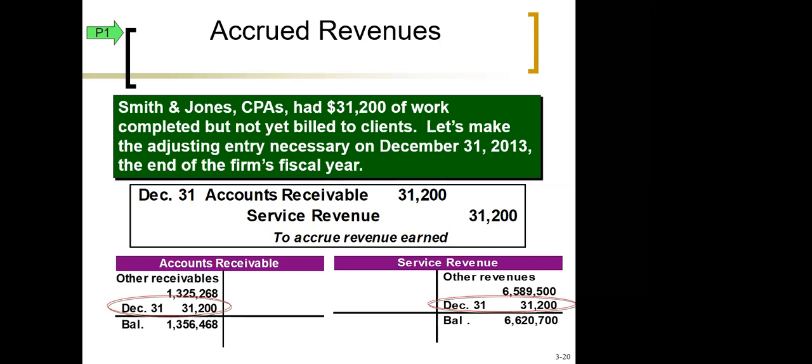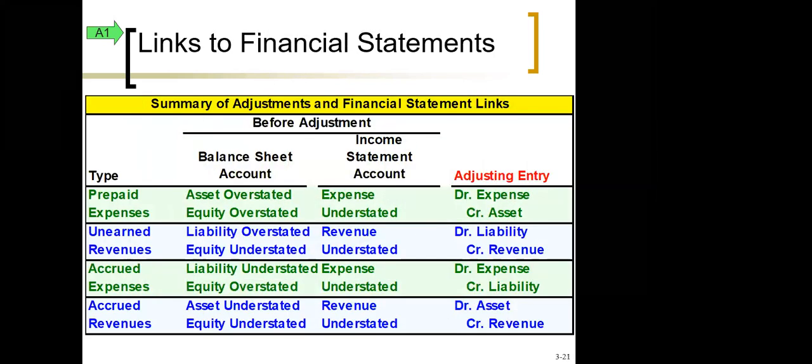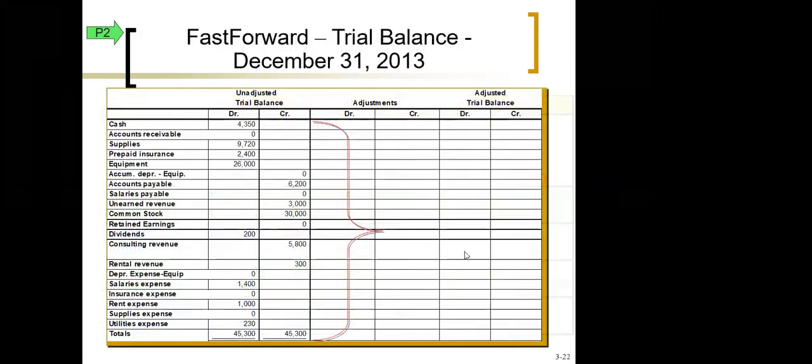I will provide you all these PowerPoints on Blackboard. So here's a summary of all the adjusting entries: prepaid expense, unearned revenue, accrued expense, accrued revenue, and how it should be adjusted. Okay, expenses are debits, the assets are going down, and liability goes down. If liability goes down, revenue goes up.